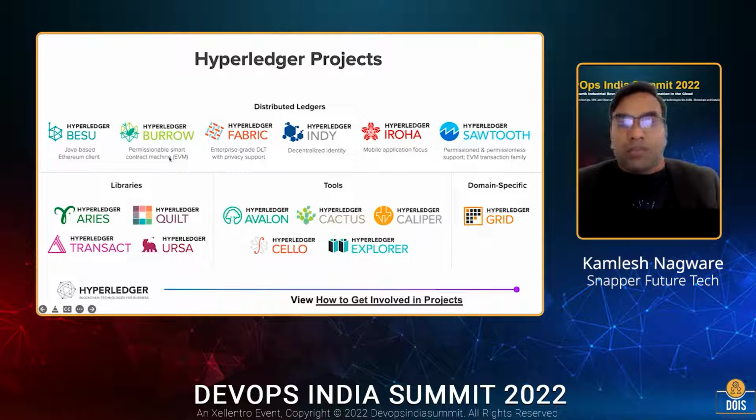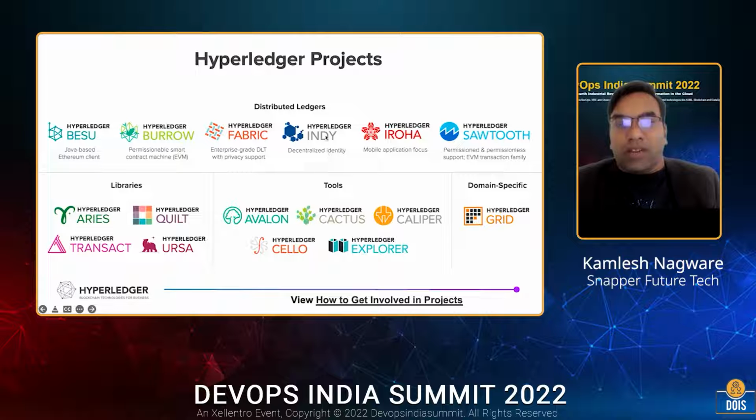Then Hyperledger Burrow is a permissioned smart contract platform. For example, if you want to run a Solidity smart contract in a private permissioned environment, then Burrow is the right thing to use. Then Fabric is a very generic blockchain framework to write and build any generic blockchain application. It could be supply chain, it could be finance, it could be tokenization.